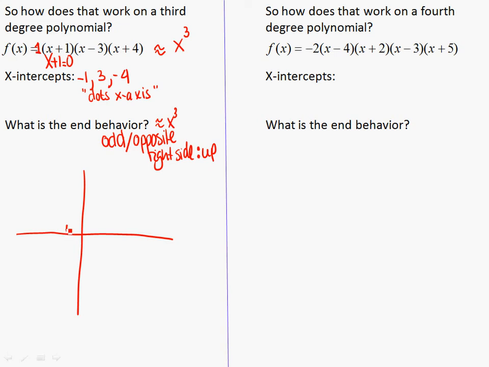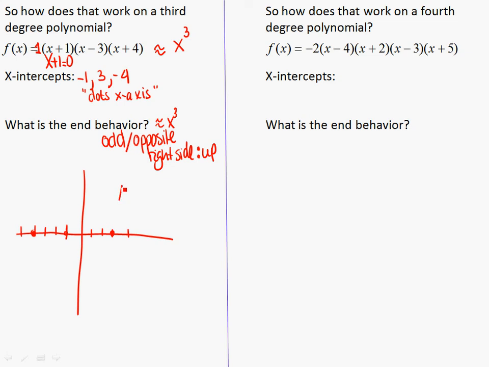I needed a dot at -1, -2, -3. I need a dot at -4, and I need a dot at 3. Okay, I'll make it go 1 on either side. And then I mark my end behavior.